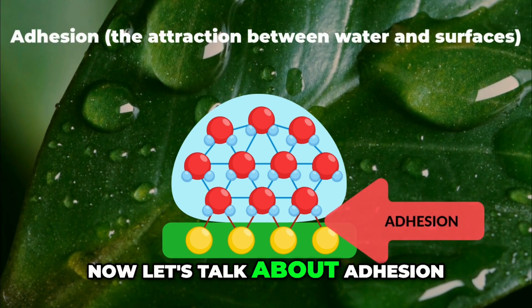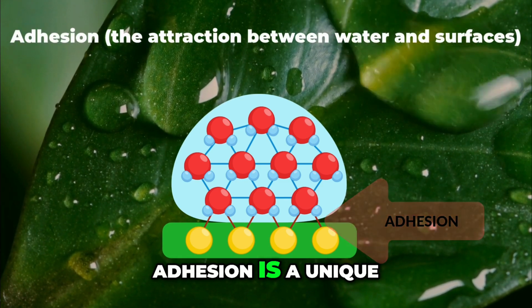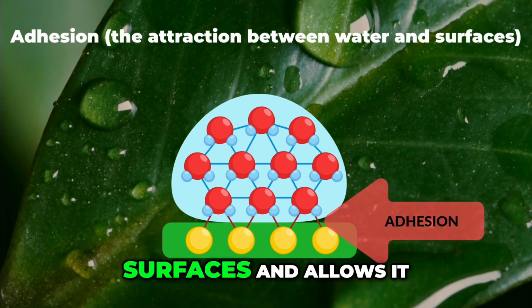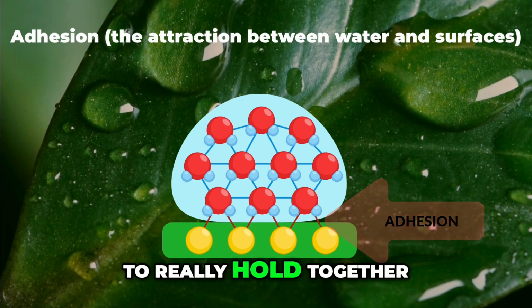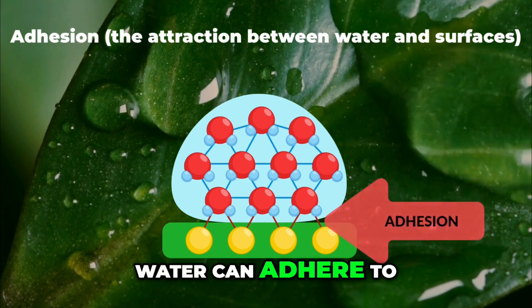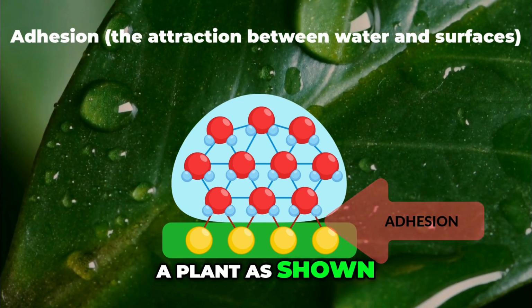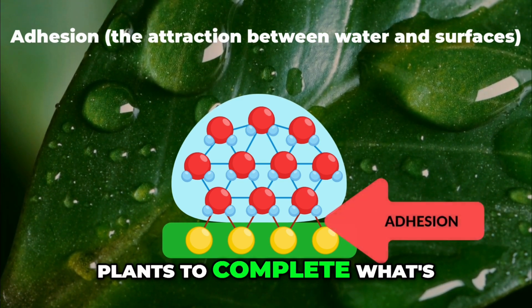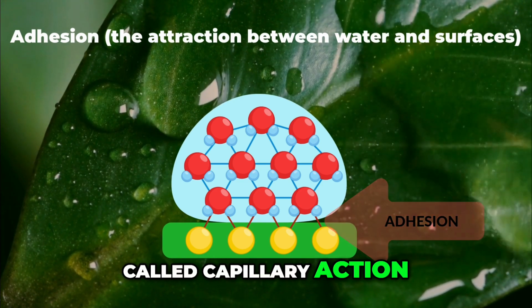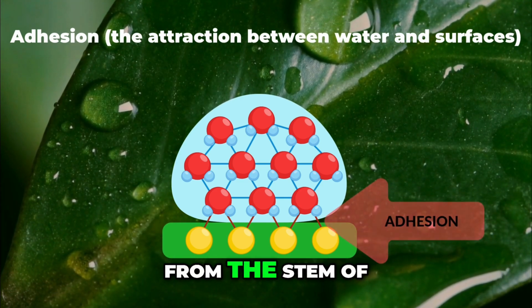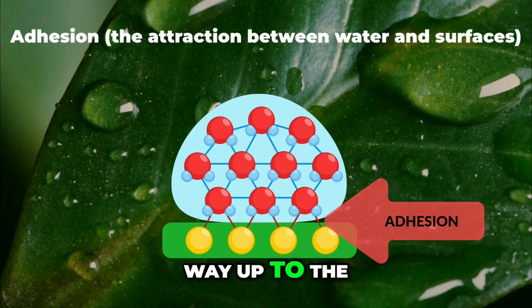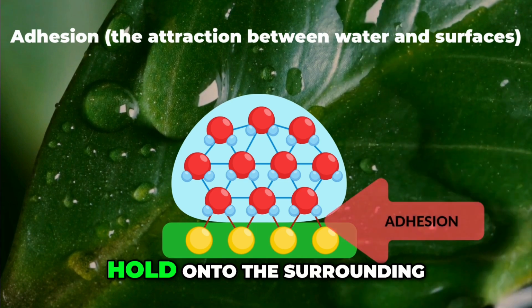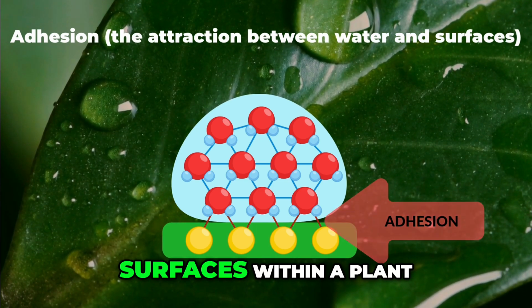Now let's talk about adhesion. Adhesion is a unique property that allows water to attach to various surfaces and allows it to really hold together. For example, water can adhere to a plant as shown in the background here. And it also allows plants to complete what's called capillary action. This is what allows water to be pulled from the stem of the plant all the way up to the leaves because the water molecules are able to hold onto the surrounding surfaces within a plant.